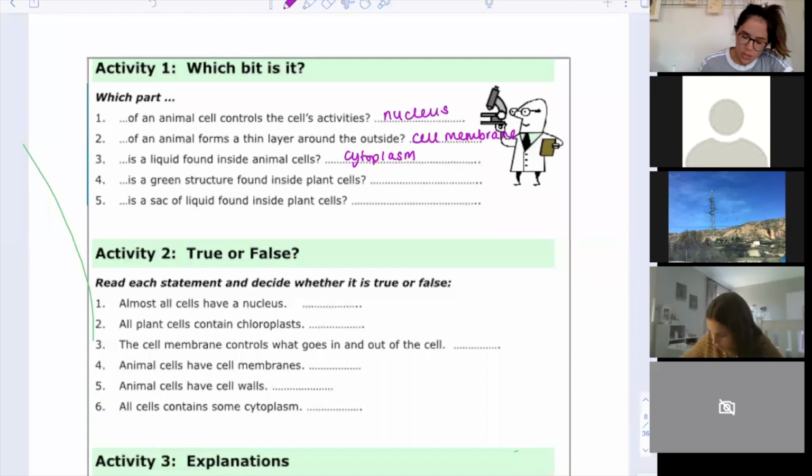Number 4, what is a green structure found inside plant cells? It's the chloroplast. And finally, what is a sac of liquid found inside plant cells? That is the vacuole.